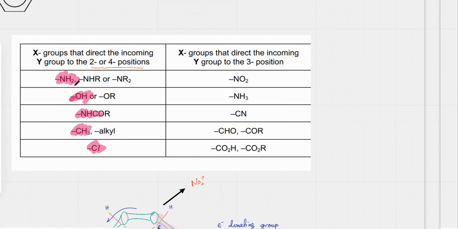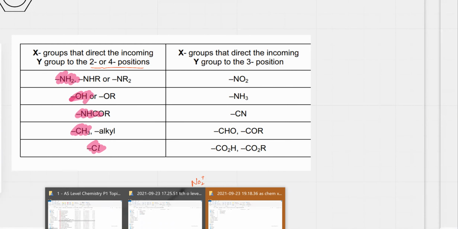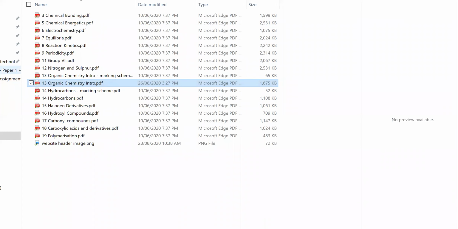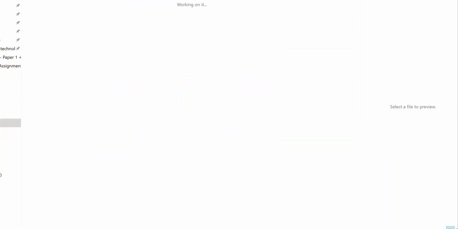This is electrophilic substitution of benzenes, and we can try and do past paper questions on this. Just electrophilic substitution. Remember nitration and chlorination or bromination. Those are the two reactions that we have discussed. And the other ones as well, alkylation and acylation. So we're going to try and do some past paper questions on this.